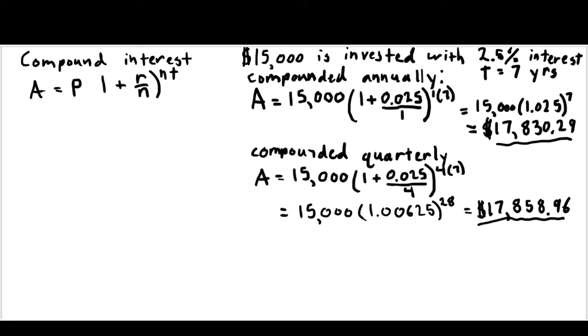Go back to my pen. Okay. P times 1 plus R. So what I want to do is, let's say that I decide to invest just a single dollar. P equals 1. Okay. And I'm going to do that at 100% interest. So interest rate equals 100%.